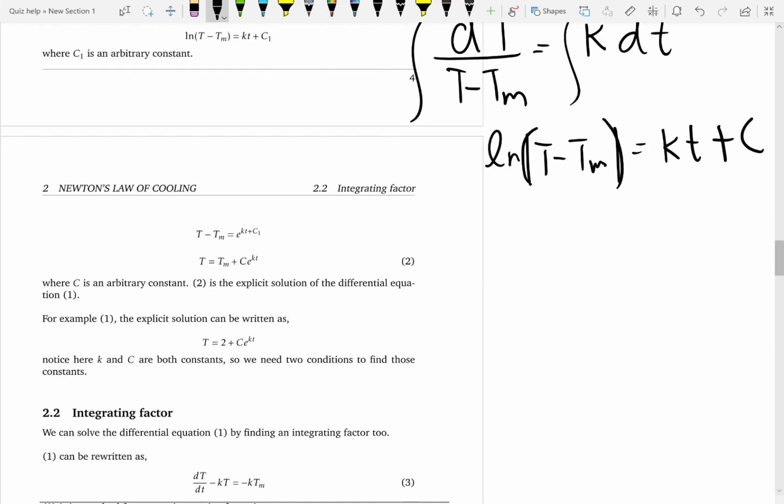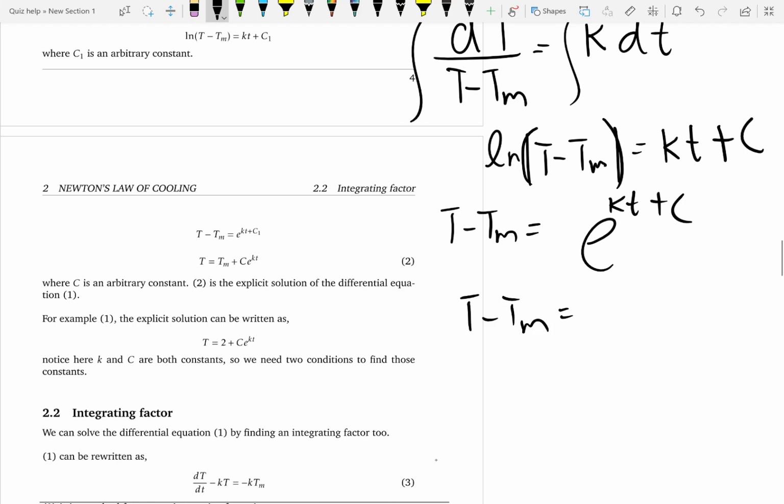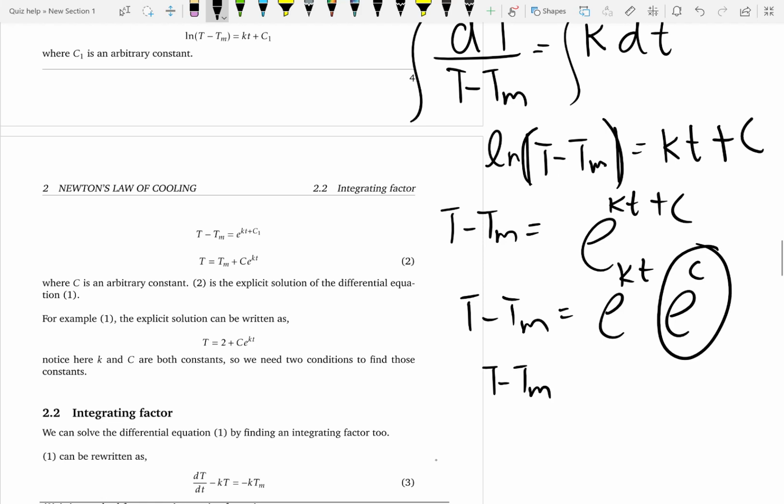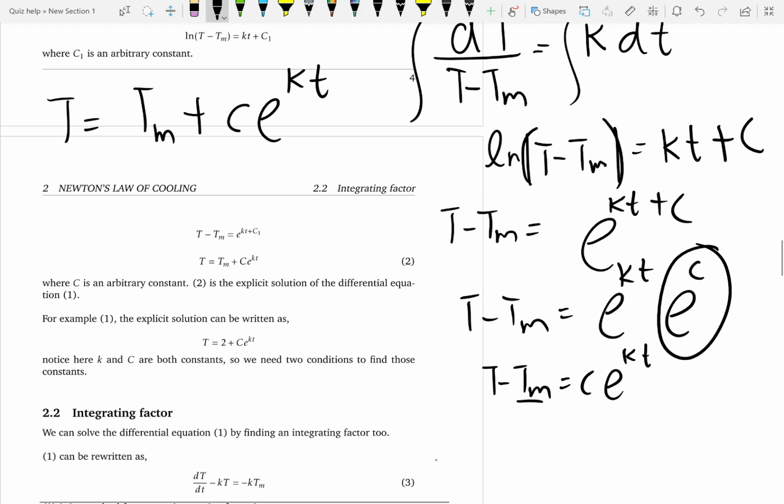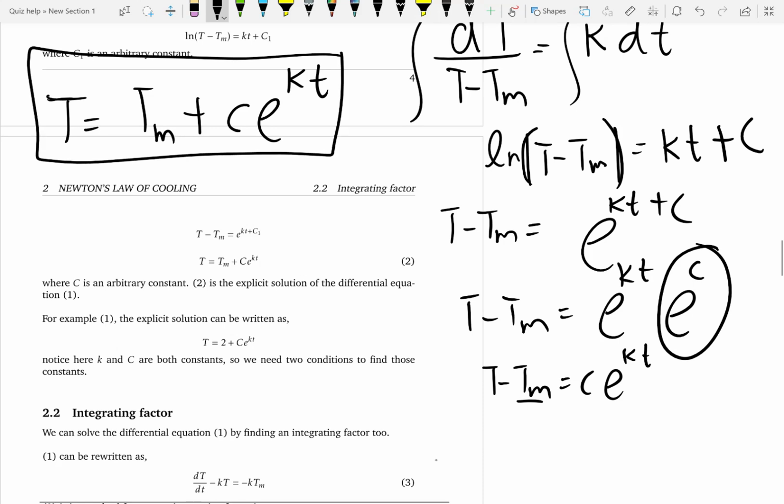Now, to get the explicit solution, we take the exponential of the right hand side. So it's e to the kt plus c. We can break up the plus c. Now we have seen it so many times: e to the c is an arbitrary constant. So we can write it as c times e to the kt. So finally, let me write the answer here. T is equal to, let's take T sub m to the other side, so T sub m plus c e to the kt. Now this is the solution to the differential equation, Newton's cooling law. Very easy to solve. Okay, all right.